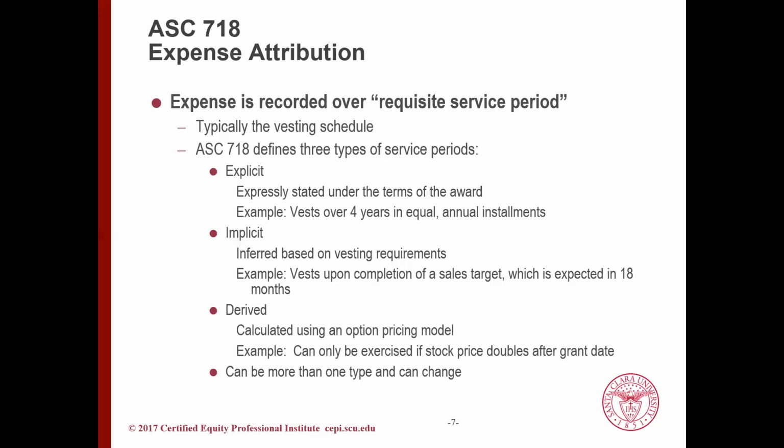Second is an implicit service period, which, for example, may depend on a goal, such as receiving FDA approval of a drug. You do not know exactly when this will occur, but you need to have knowledge about your business and what is typical in a company to meet the goal. In this case, you record the expense over the period in which you determine when the goal will be met. It's implied from the facts and circumstances.